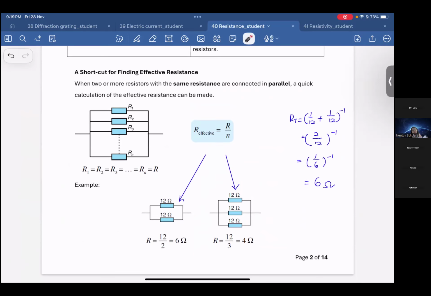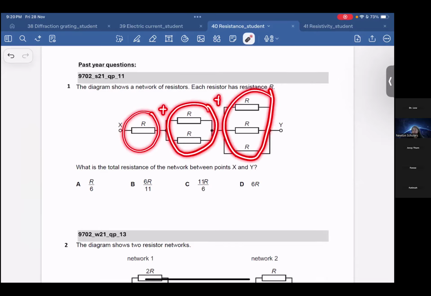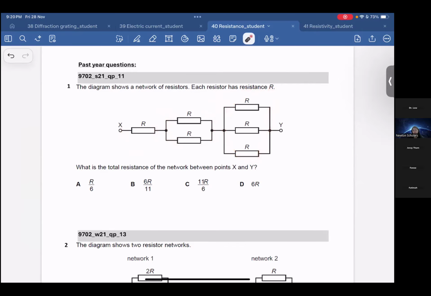No question. We are going to page 2 and do partial question 2. Okay, here, dear, come here. Can you find the total resistance for this? The technique is this one plus this one plus this one, because they are in series.